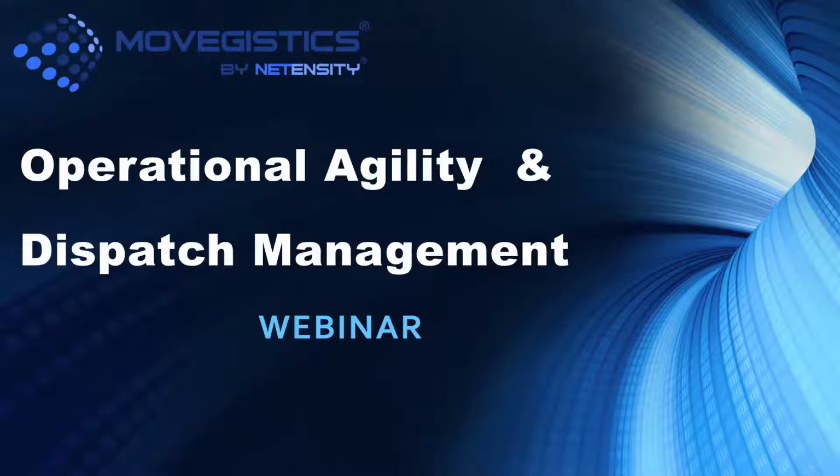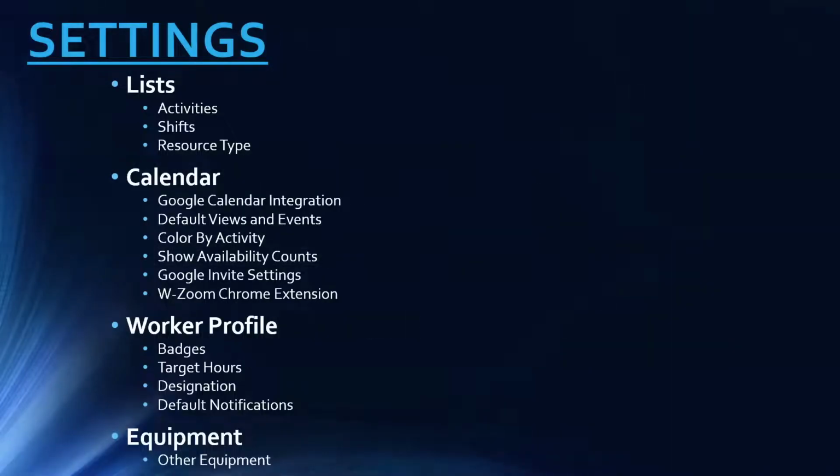Along the way, if you have questions, please post them on the chat feature. I'm going to give you a quick high-level overview of some of the things that we're going to be covering here. Starting with settings and some important lists that are in the settings. We'll talk about shifts and resource type. We'll also get into the calendar settings and very heavily into the calendar as well, which is really the heart of the system and the heart of dispatch.